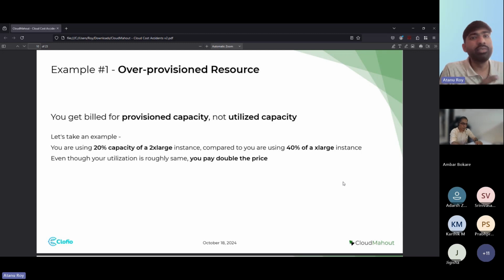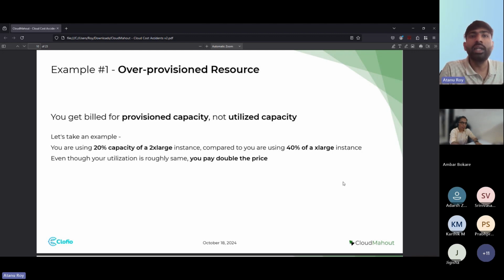Which means that if you are running a virtual machine, maybe a 2x large machine compared to a large machine, and you are using 20% of the 2x large machine compared to 40% of the large machine, basically your utilization is the same, but you are paying double the money, right? So it's a very common problem across a lot of customers.